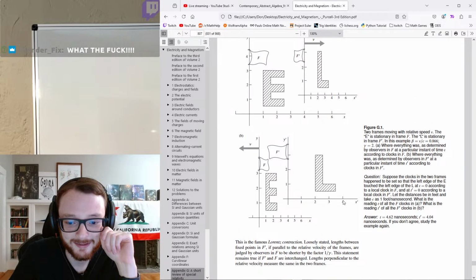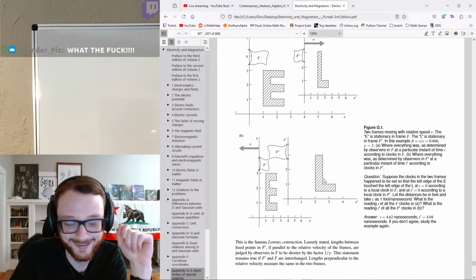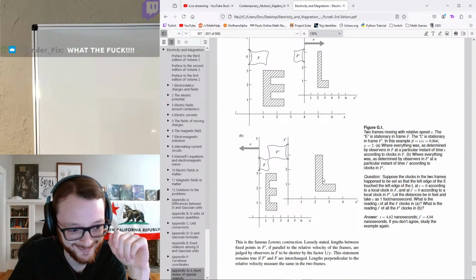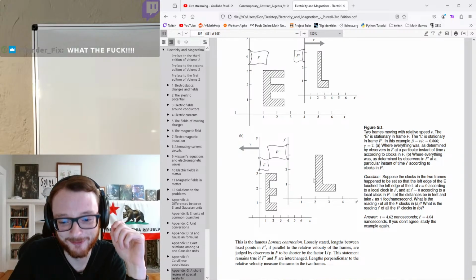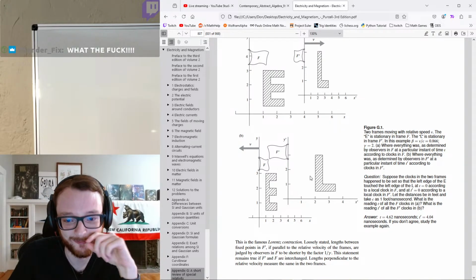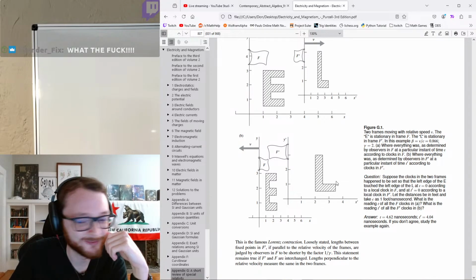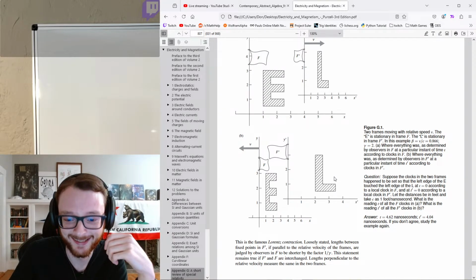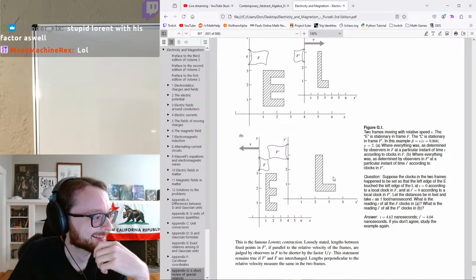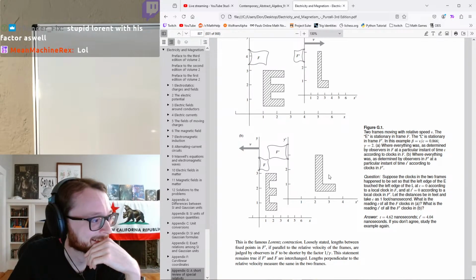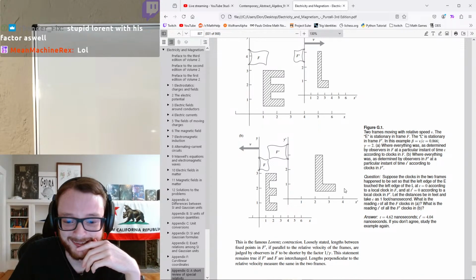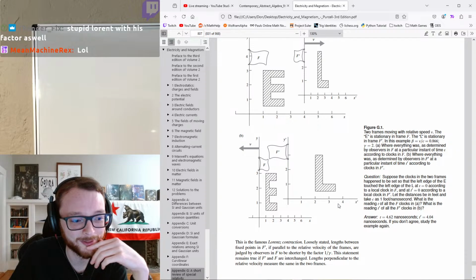I assume you need a pretty big rod to see a significant difference, or maybe a very fast velocity. Only people with big rods are going to see the difference, is what I'm trying to say. But it's just weird. Like, why? Super Lorentz factor, yeah.